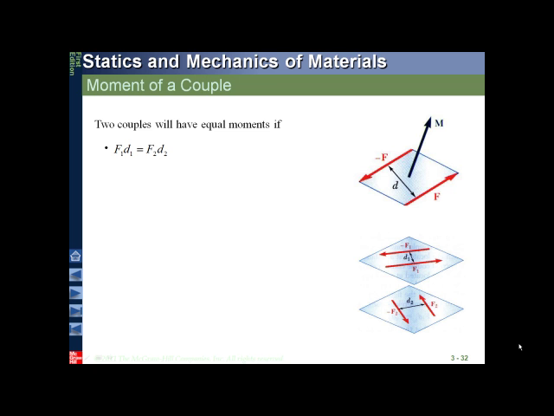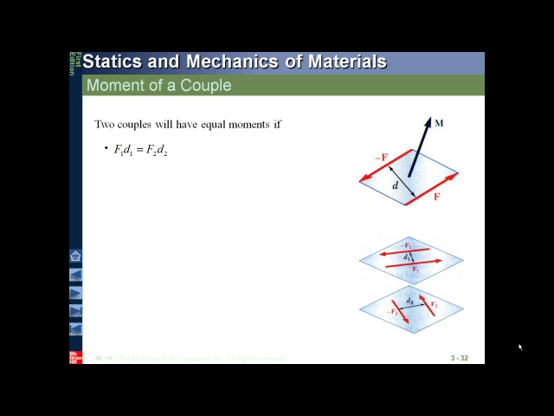Again, you can have two couples with equal moments in a number of different ways. Up there they're saying F1 times D1 equals F2 times D2. This is an important idea, but it's pretty straightforward. If I had force vectors of 100 pounds going opposite, and I had 10 inches between them, I could say 100 pounds times 10 inches, and I could get 1,000 inch-pounds.